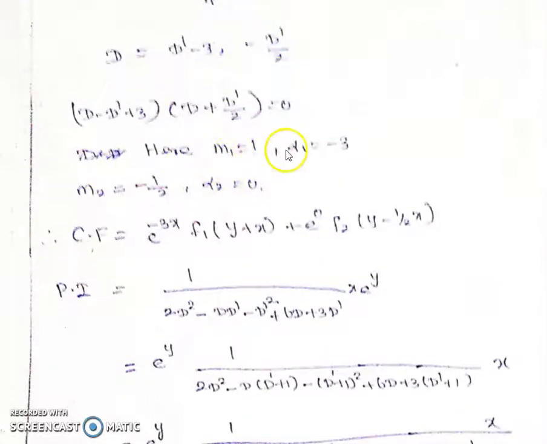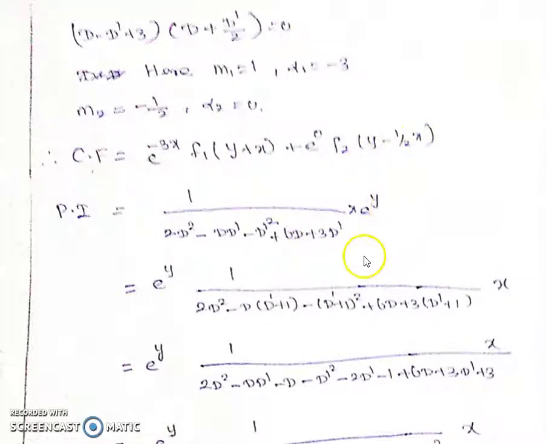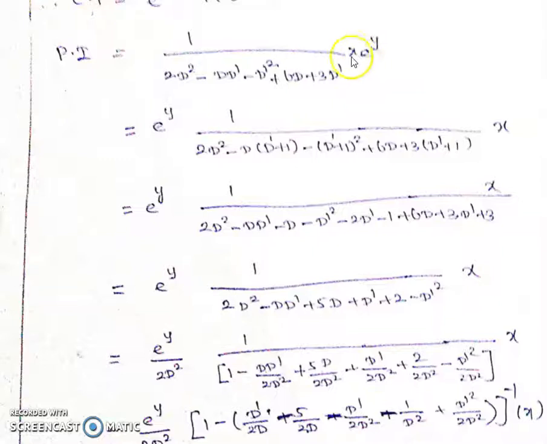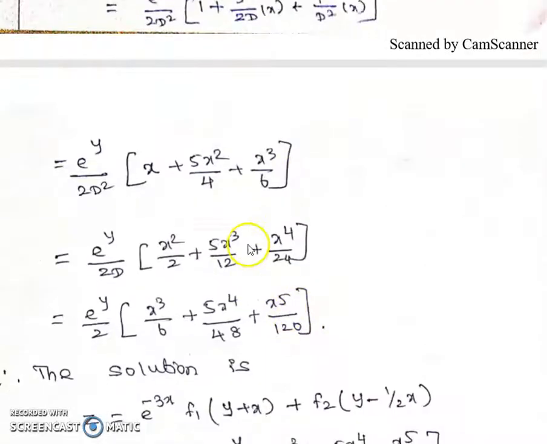Substituting here, from this we can find m1 = 1, α1 = −3, m2 = −1/2, α2 = 0. Therefore the complementary function is e^(−3x) f1(y + x) + e^(0x) f2(y − (1/2)x). Then for the particular integral, x into e^y, bring the e^y to the front. No x term is there, so replace D by D + 0 and D' by D' + 1. After replacing, we get the result like this. Then use the binomial expansion.